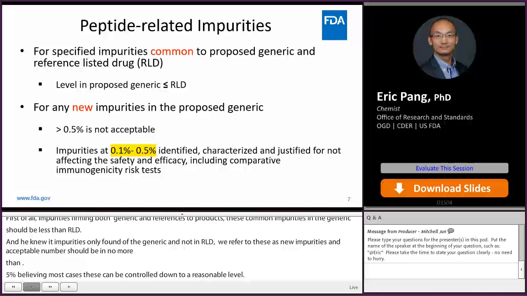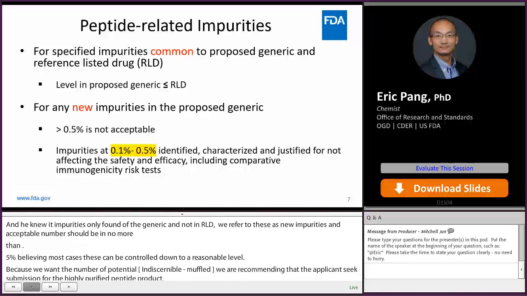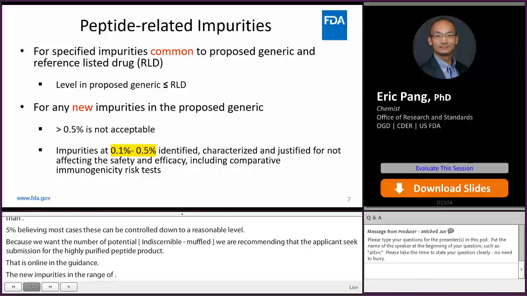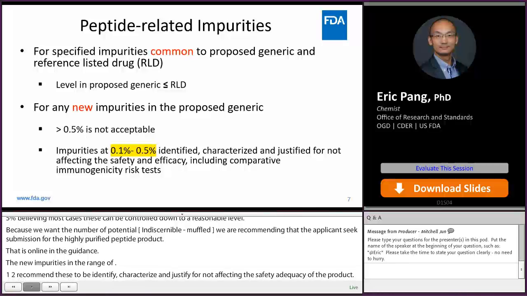For new impurities in the range of 0.1 to 0.5%, we recommend that these be identified, characterized, and justified as not affecting the safety and efficacy of the product. And for this part, the assessment should also include an immunogenicity risk assessment, so next I'll be discussing some non-clinical immunogenicity risk assessment assays.